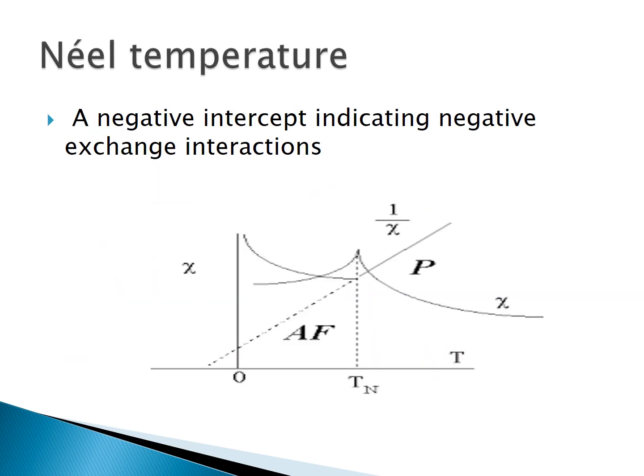Here is the graphical representation of the Néel temperature. This graph is plotted between the susceptibility and the Néel temperature. On the x-axis we take the Néel temperature, on the y-axis we take the magnetic susceptibility. The dotted line in the graph shows the magnetic susceptibility before the Néel temperature, but after that Néel temperature the curve goes down, which shows the decreasing magnetic behavior with temperature.